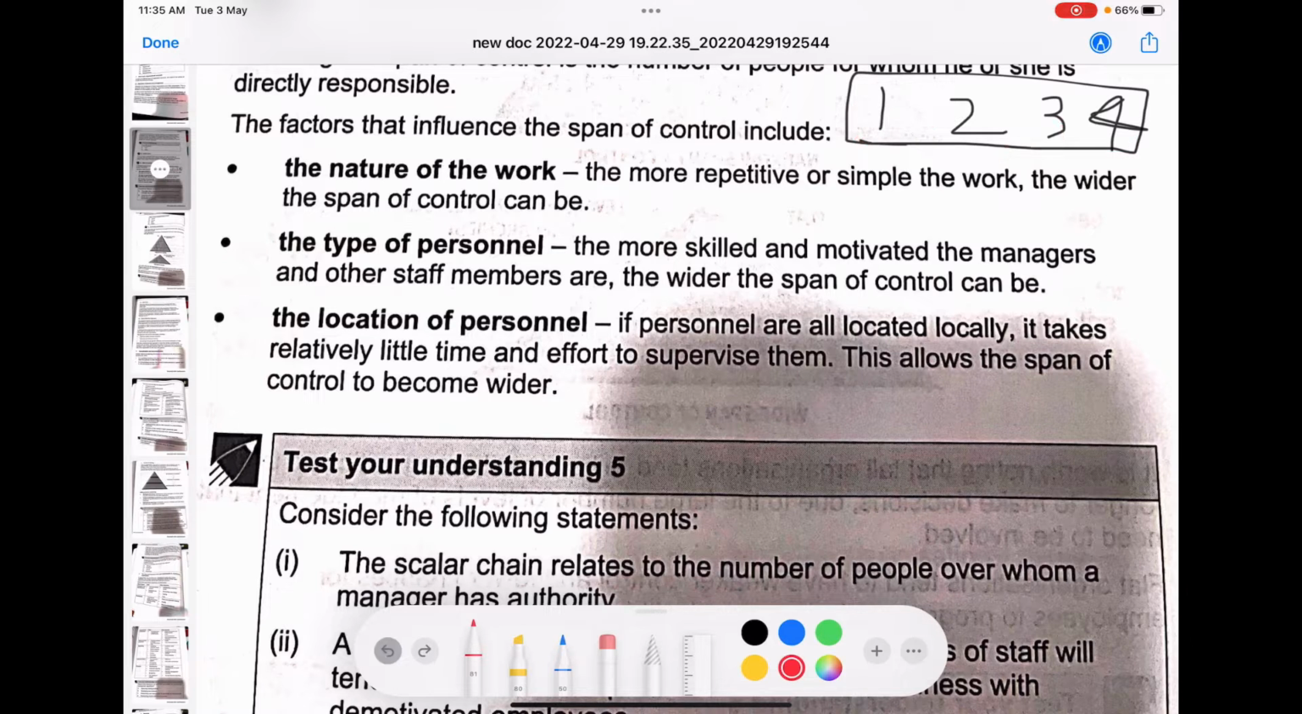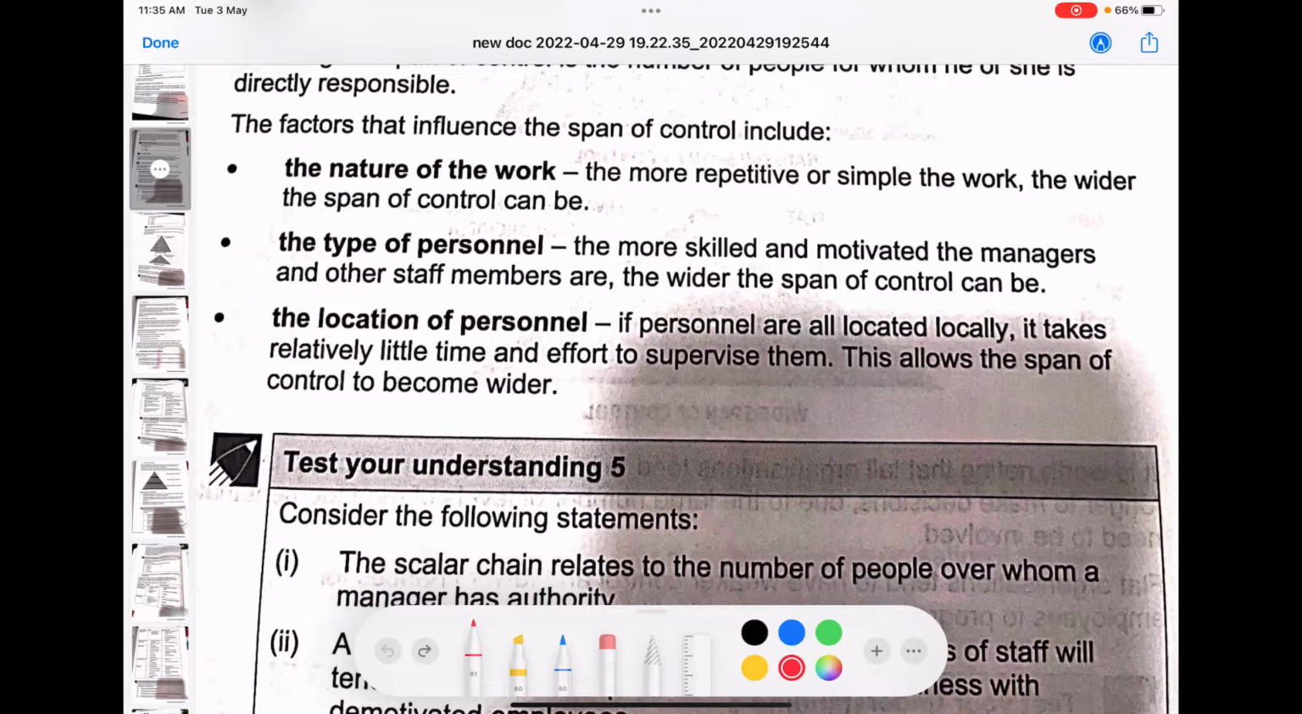The type of person. The more skilled and motivated the managers and the other staff members are, the wider the span of control can be. So the type of personnel. When somebody is motivated, when somebody is skilled, then the span of control will be wider, obviously, because more work can be done.